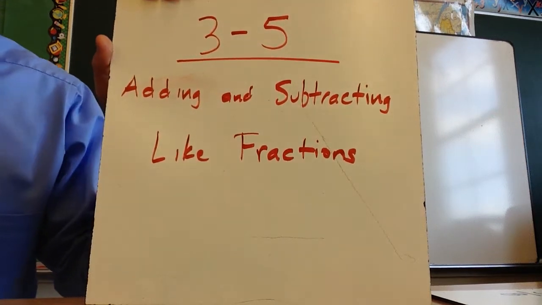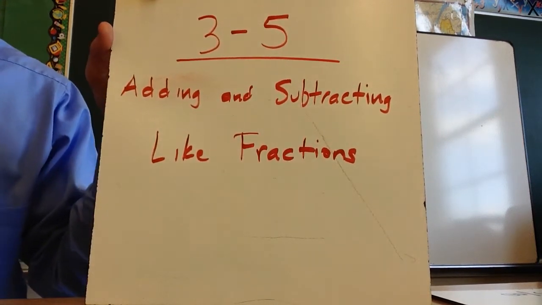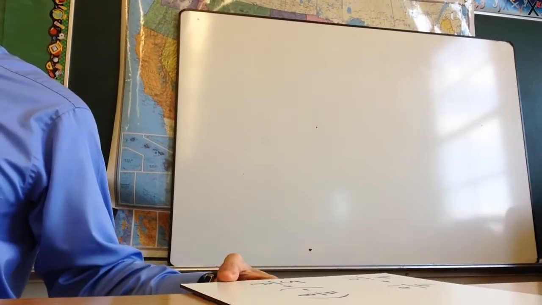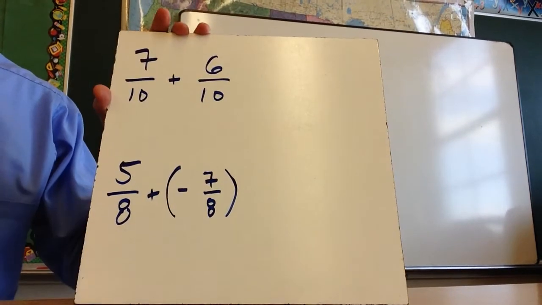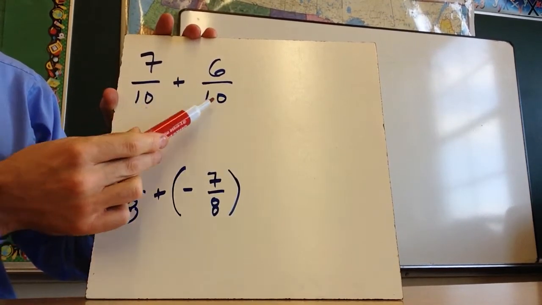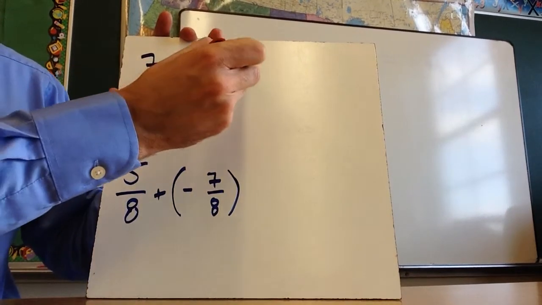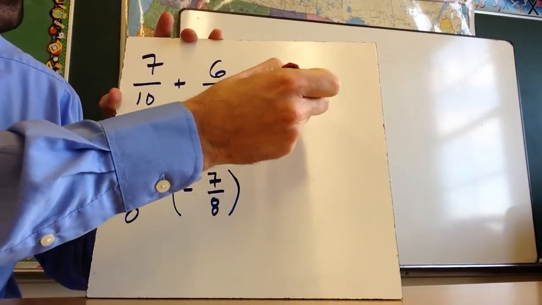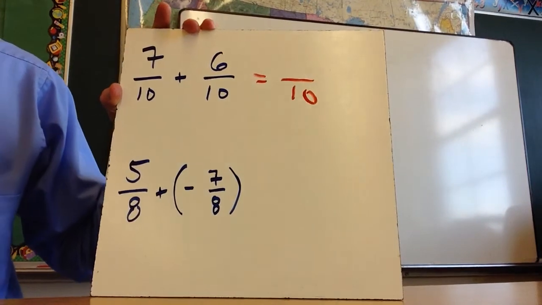Today's video is going to discuss chapter 3.5, adding and subtracting like fractions. So we're going to start by talking about adding and subtracting when they have a common denominator. Right? So we're talking about the number that is on the bottom here. And since both of these are tenths, what I can do is I'm going to keep the tenth on the bottom, and I would encourage you to write the 10 there to start.